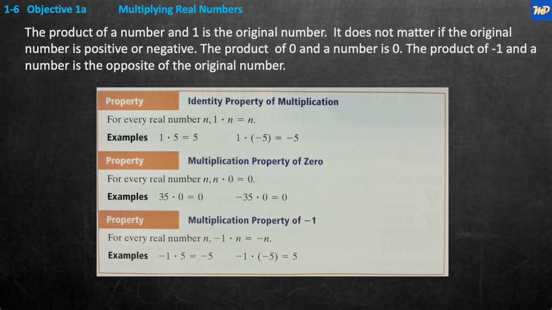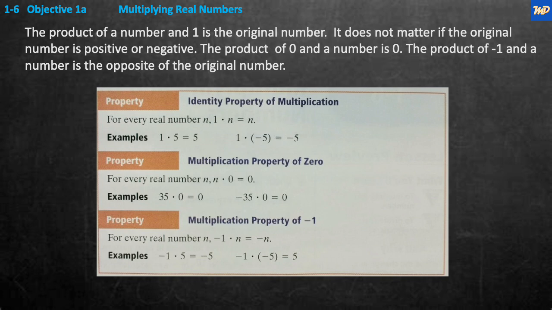Identity property of multiplication. It says that for every real number n, 1 times n is equal to n. So multiplying any number by 1 does not change it. How about in examples? 1 times 5 is equal to 5. 1 times the quantity -5 is -5. How about the multiplication property of 0? For every real number n, n times 0 is equal to 0. Let's look at an example. 35 times 0 is 0, and -35 times 0 is also 0.